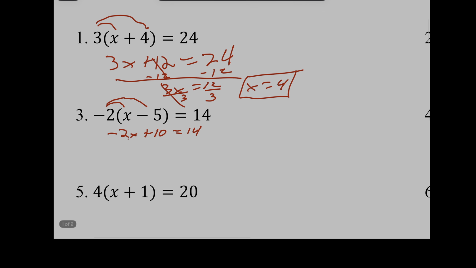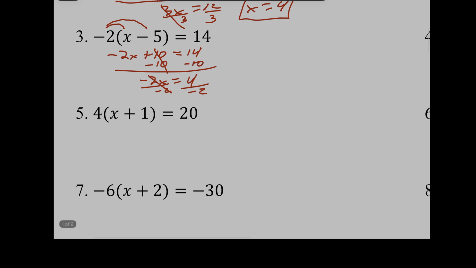So now I want to get the letter by itself, so I need to move the number over. I'm going to subtract 10 from both sides. They die, and I'm left with -2x. Notice how I keep bringing that negative down. If you're going to make a mistake, it's usually going to be that, okay? So that -2 keeps going. x equals -2 is my answer.